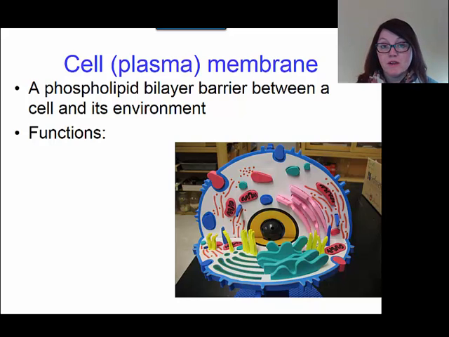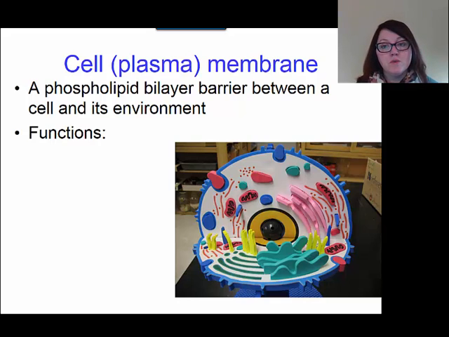This barrier is protective, so it prevents bad things from getting into the cell and it prevents good things from getting out of the cell. But the cell membrane barrier is also important for transporting stuff into and out of the cell. It's also important for moving cells, because when a cell wants to move, the cell membrane has to move.